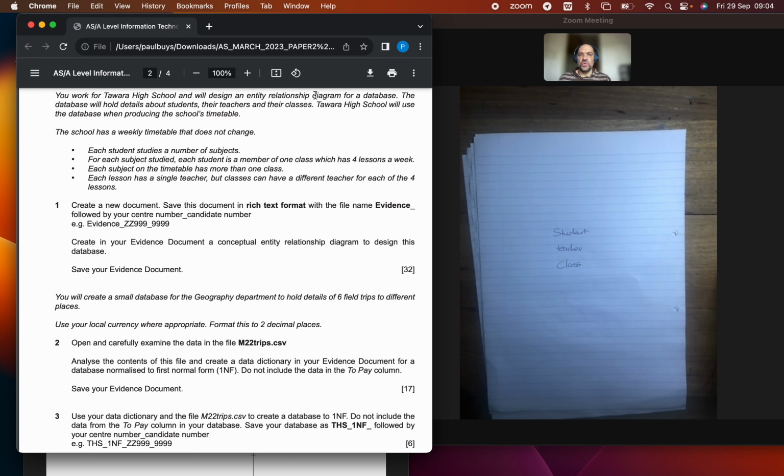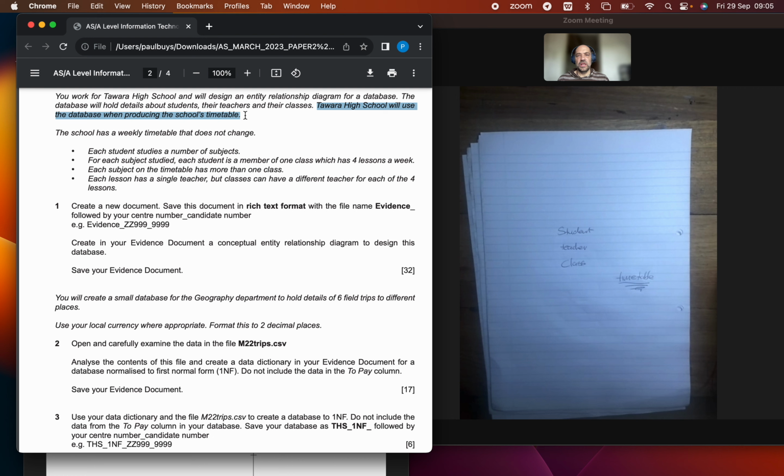Okay, timetable. Remember, this is a big thing about Cambridge stuff, knowing the context. So we're building their timetable. That makes sense because the students have time, teachers have time, the class has to be on a time. So those three things make sense. Each school day has a weekly timetable that does not change. Each student studies a number of subjects. Okay, let's get going into this.